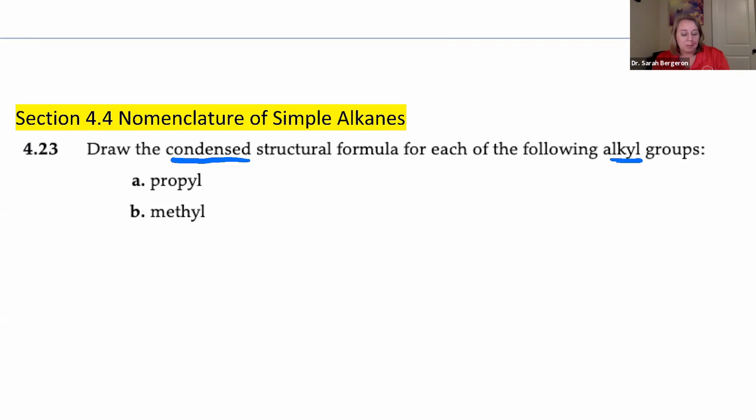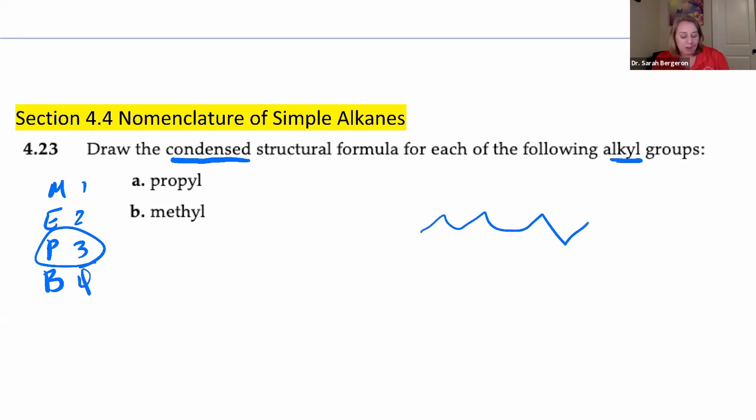So let me explain what that means. Propyl, remember your little "me eat peanut butter," right? Methane, ethane, propane, and butane. So prop is 3, so we know we're going to have 3 carbons. Remember, you're going to have some kind of a chain, and it's going to have 3 carbons. So that's 1, 2, 3 carbons. Here's a carbon, here's a carbon, here's a carbon. This is the propyl group.